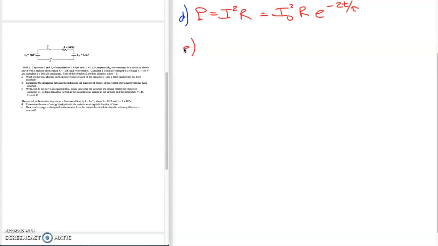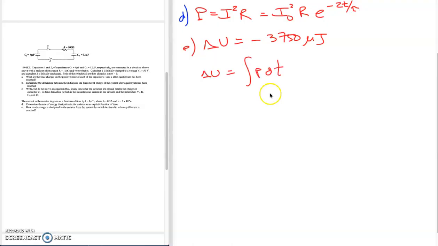Part E, how much energy is dissipated? Well, in order to figure that out, you can do one of two things. Number one, you could go back to part B. The total amount of energy dissipated is minus 3750 microjoules. Or you could say the energy dissipated is the integral of power as a function of time, and then you can take this expression here and integrate it between 0 and a very long time later.